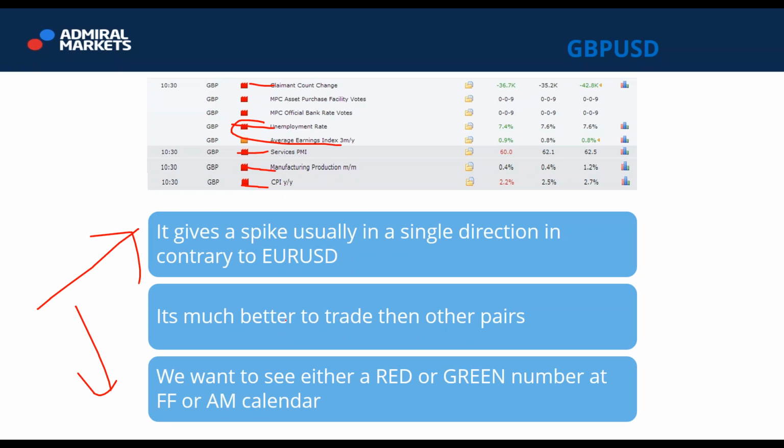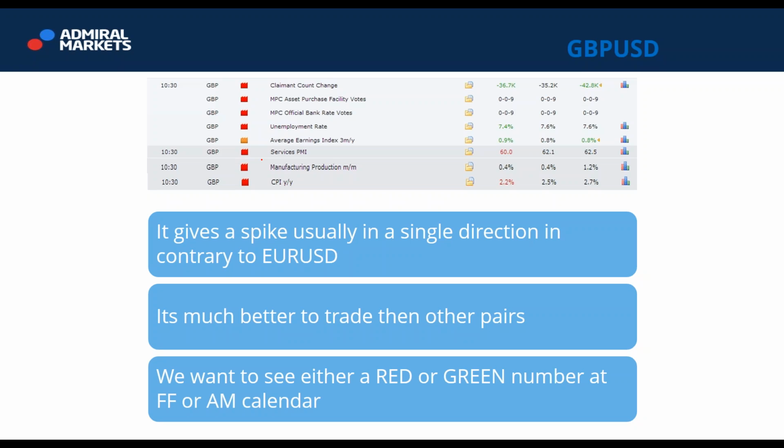Pound dollar simply is correlated to euro dollar, but the spike that is created after GBP news can be different compared to euro dollar. So if euro dollar goes up, GBP might go down on bad GBP news, but it will also give you the possibility to trade euro GBP, because if euro goes up and GBP goes down, euro GBP is up. It's much better to trade than other pairs, so focus on GBP dollar and possibly euro GBP.